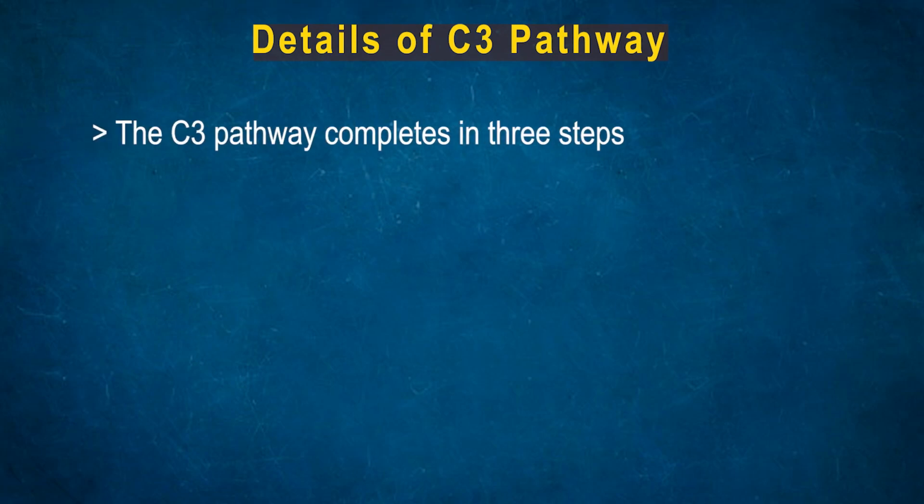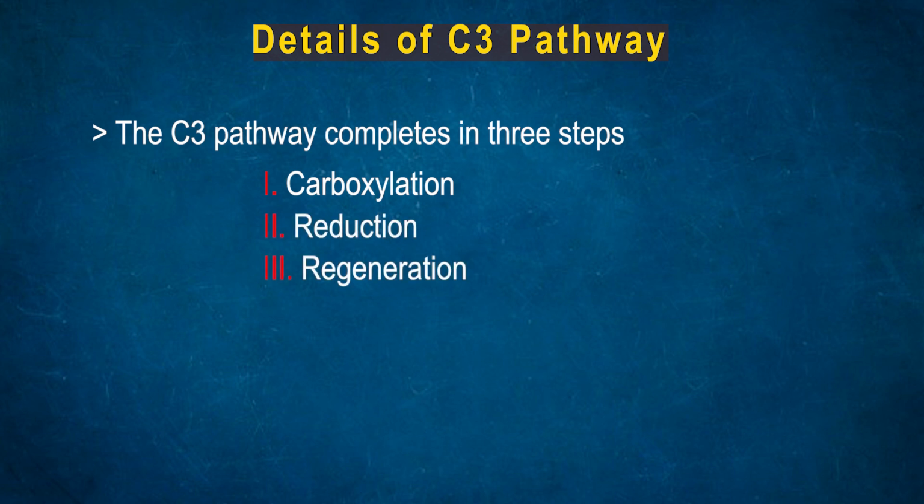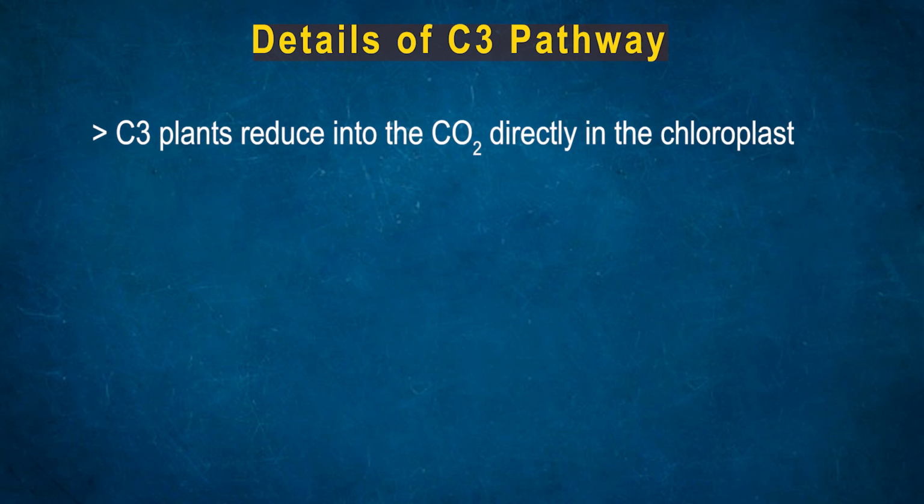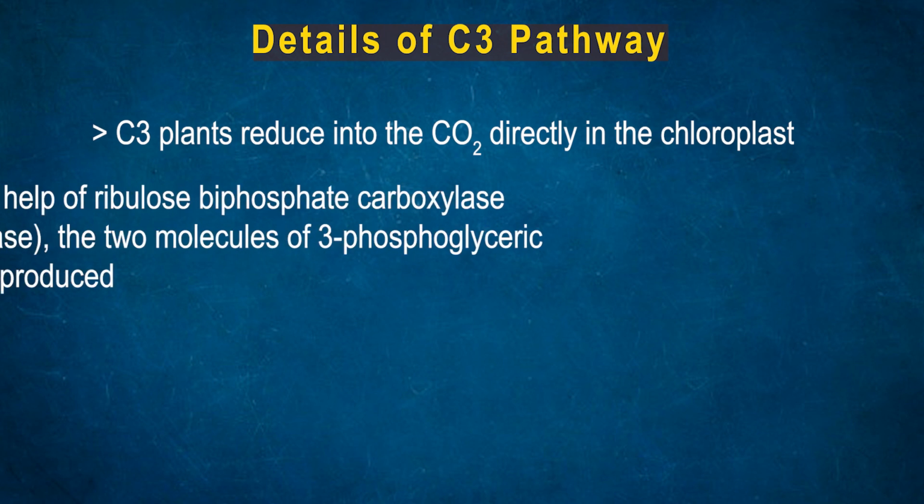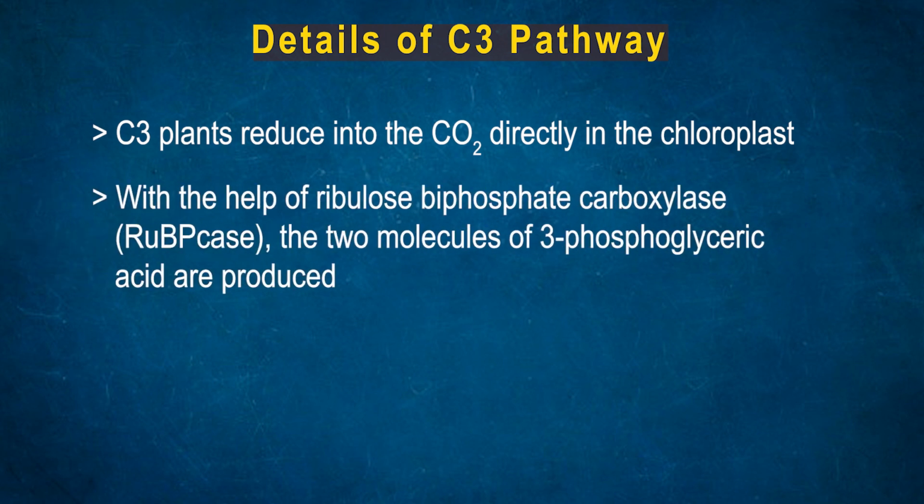Next, details of C3 pathway. The C3 pathway completes actually in 3 steps together. Number 1, carboxylation, number 2, reduction, and number 3, regeneration, right? So C3 plant fixes carbon dioxide directly in the chloroplast, right? And with the help of the enzyme ribulose bisphosphate carboxylase, RuBPase, right? So 2 molecules of 3-phosphoglyceric acid are generated. As a 3-carbon acid is generated, it is called C3 pathway. You will get to know about the detailed metabolism of this pathway.